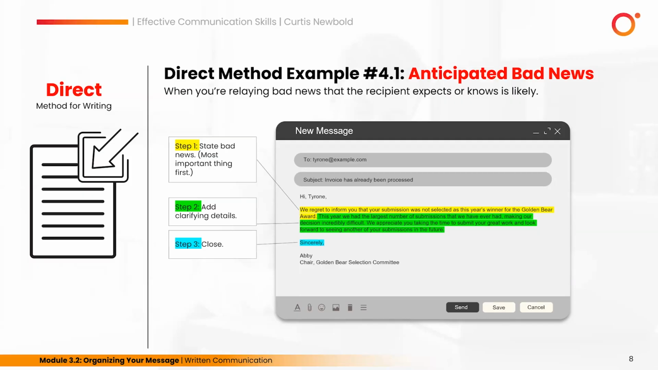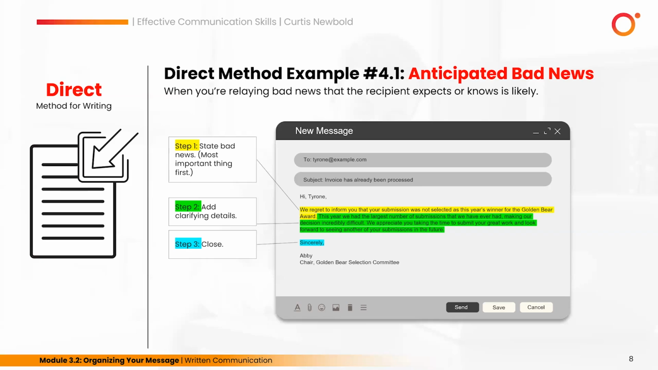It's anticipated, and it's not a big surprise, or it's not going to necessarily be overwhelming or damaging or make him really sad. It's kind of expected. Okay, so step two, you add clarifying details. This year we had the largest number of submissions that we have ever had, making our decision incredibly difficult.